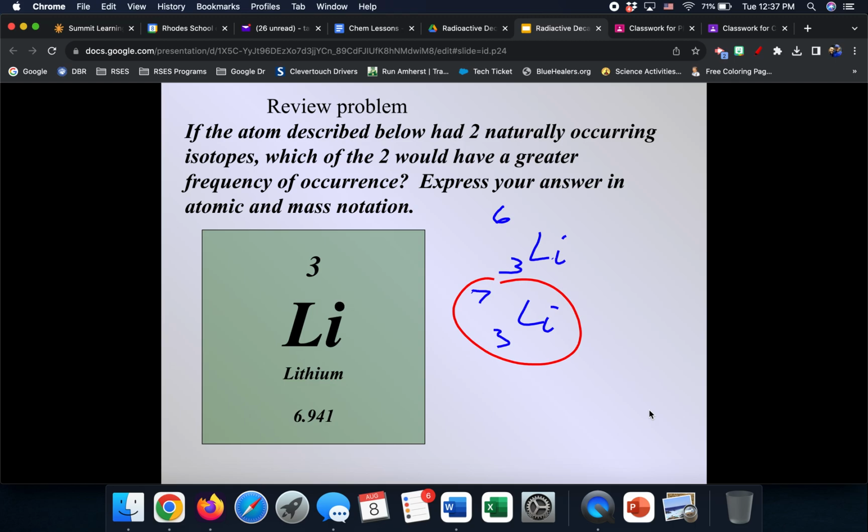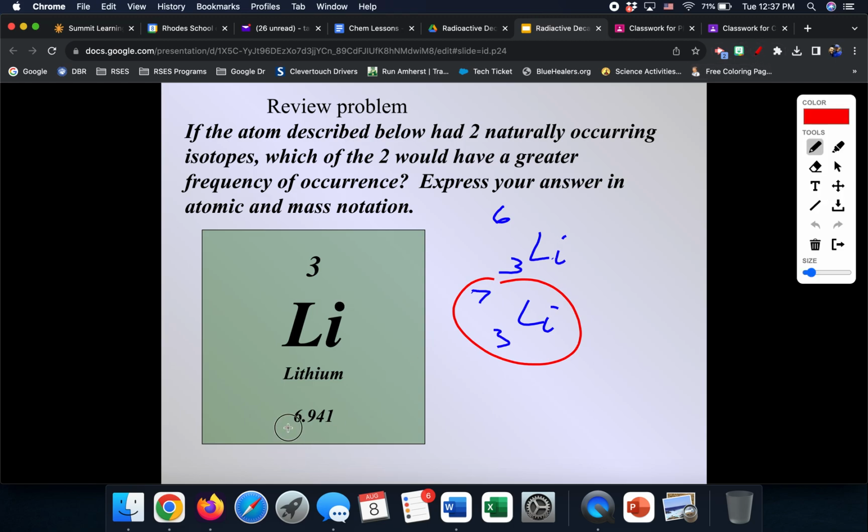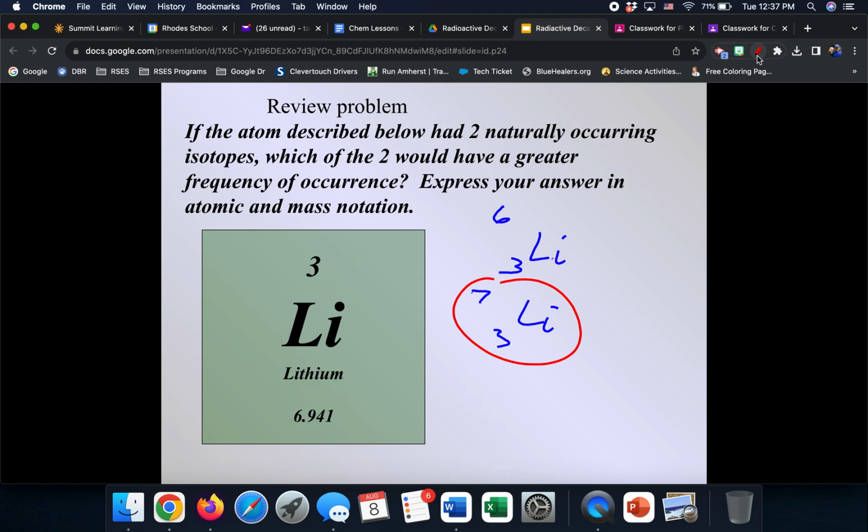So we see here, it says the atom below lithium has 2 naturally occurring isotopes. Which of the 2 would have a greater frequency of occurring? Well, if we look here, this number is almost 7. 7 minus 3 gives us 4. We would also have, since it's not quite at 7, some with just 6. But this number is almost 7, so 7 minus 3, the most common would be 4 neutrons, which makes the most common isotope lithium-7.